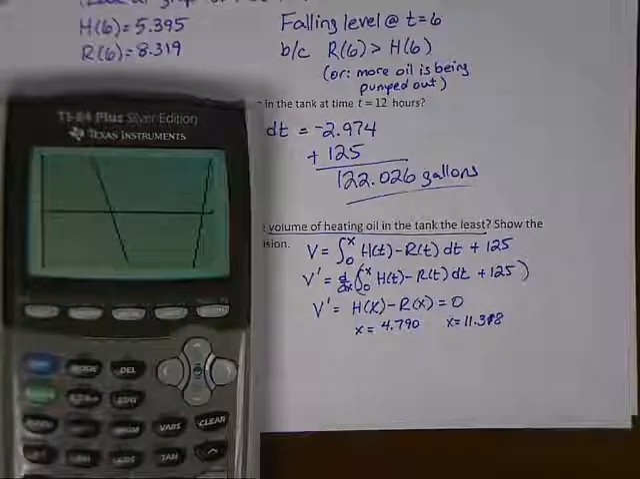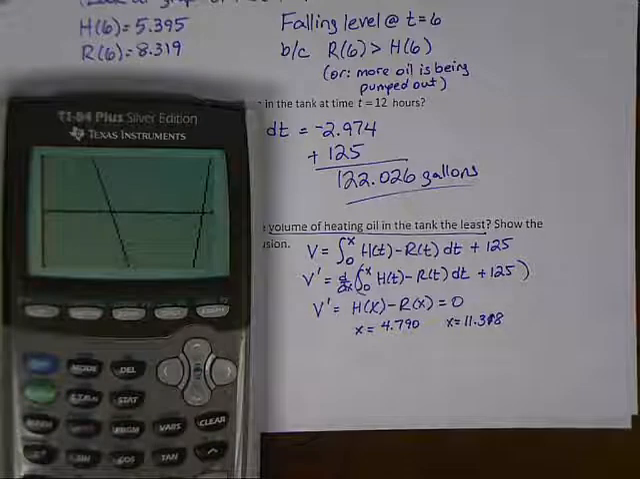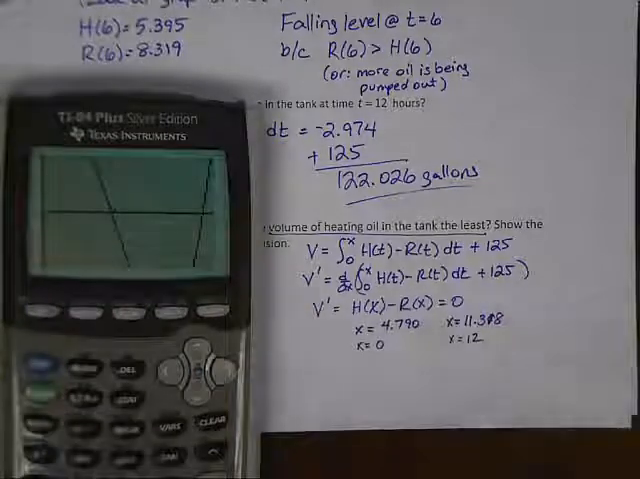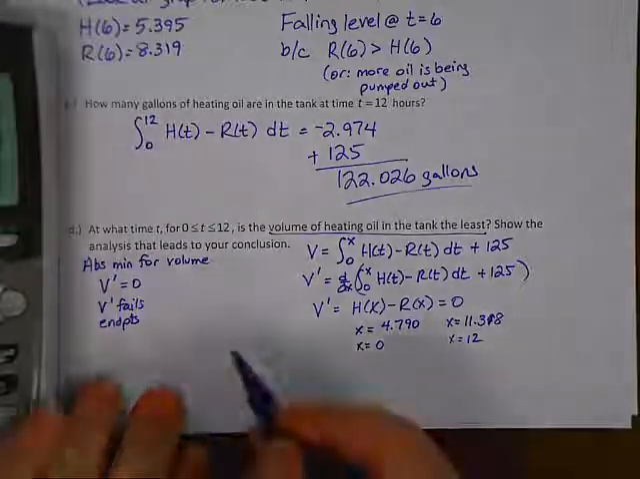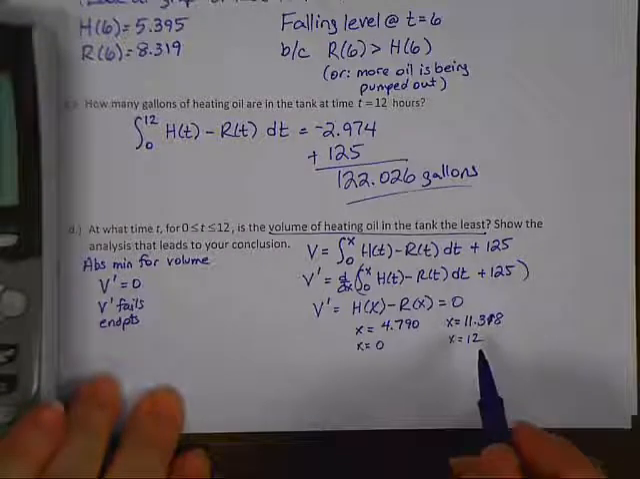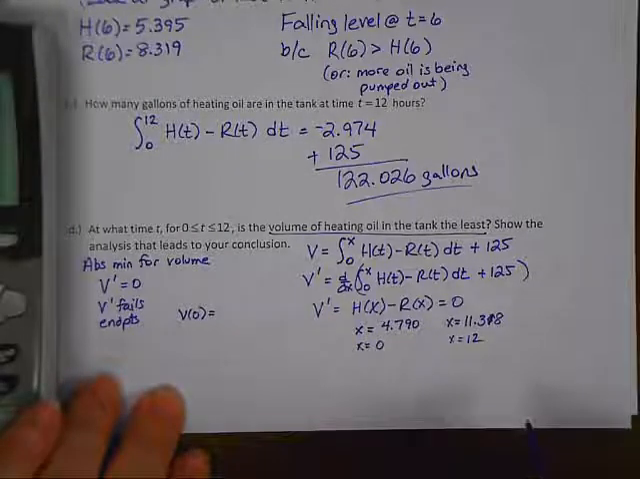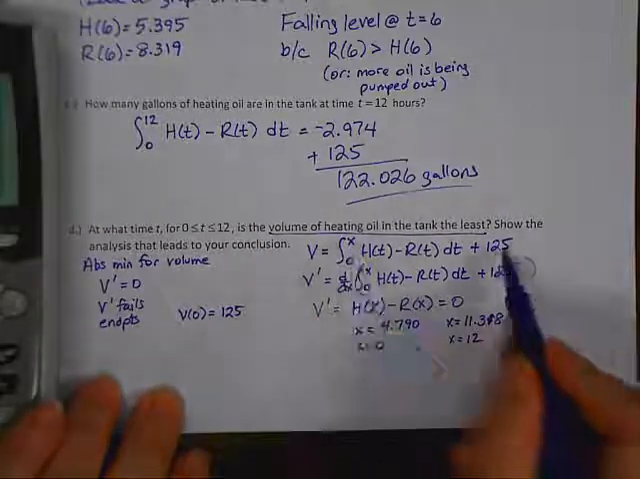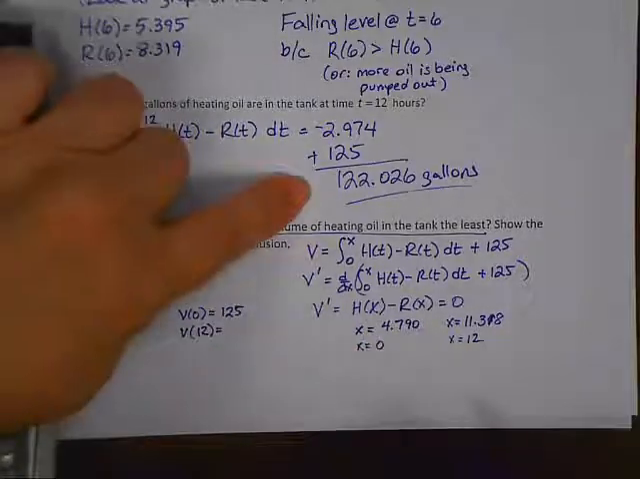Does that derivative ever fail anywhere? Do you see any holes in that graph? No. So it doesn't fail, but we do have two endpoints: x equals 0 and x equals 12. So we need to plug all 4 of those in and see which one gives us the smallest answer. So V of 0, what's the volume in the tank at time 0? 125. I already know that. It would be the integral from 0 to 0, which is 0, plus 125. V of 12 we just did in the previous problem.